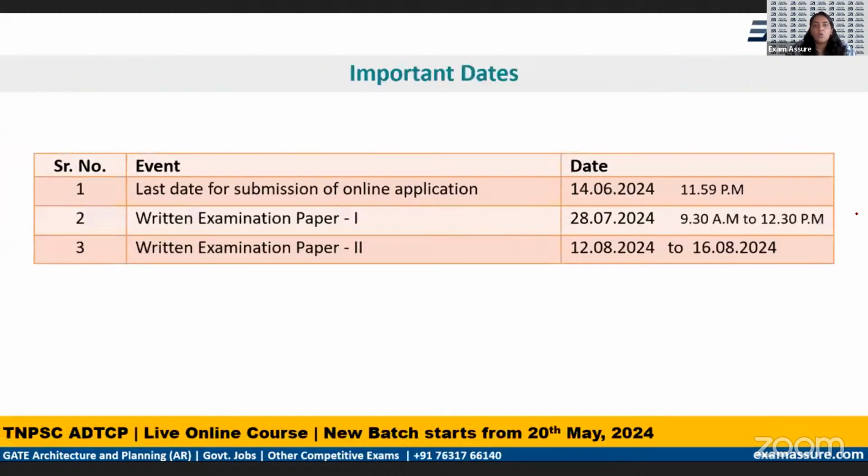Now, those of you who have not yet filled the form, please do go and fill it before 14th of June 2024. Your written paper 1 would be held on 28th of July, and your paper 2 would be held somewhere between 12th to 16th of August. They have not yet given the exact date, but they've mentioned that it would be updated on the website of the commission. So please go fill up the form at the earliest if you're applying for this exam.